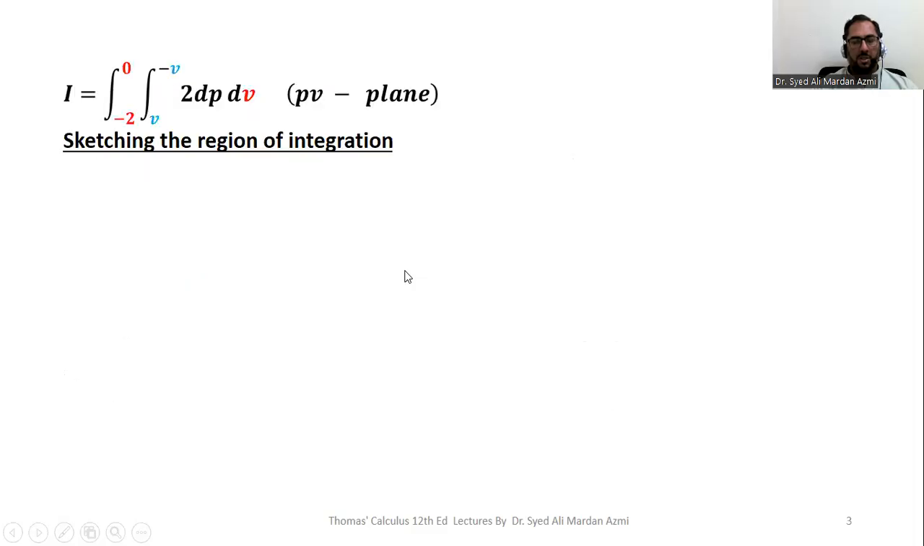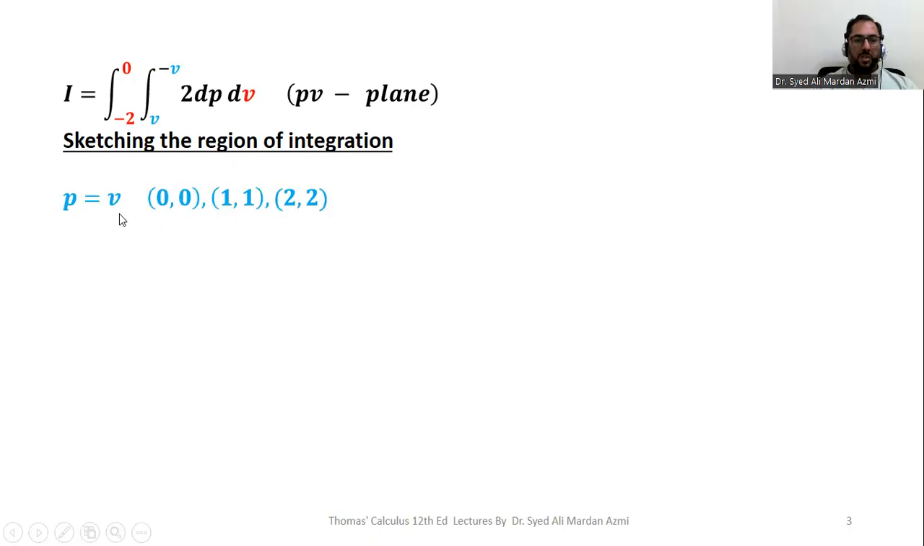Now the next thing is the sketching of the region. For sketching, we know that the values of the variables in the limits will provide the boundary of the region. So the limits of v, minus 2 to 0, will provide us two boundaries. v equal to minus 2 will be our first boundary, v equal to 0 will be our second boundary. Similarly, p equal to v will be our third boundary, and p equal to minus v will be our fourth boundary. So we have a total of 4 boundaries with the help of these 4 limits.